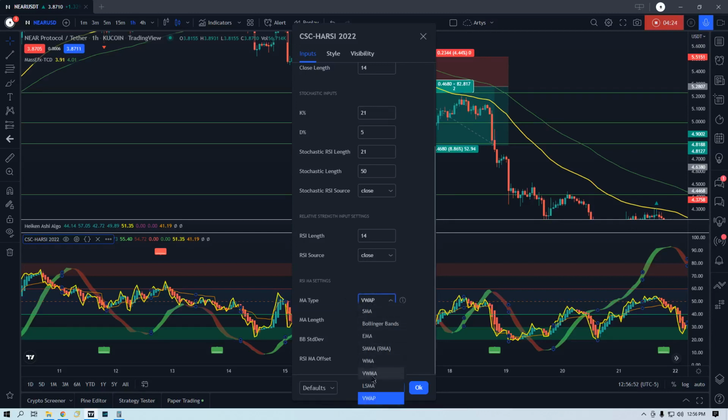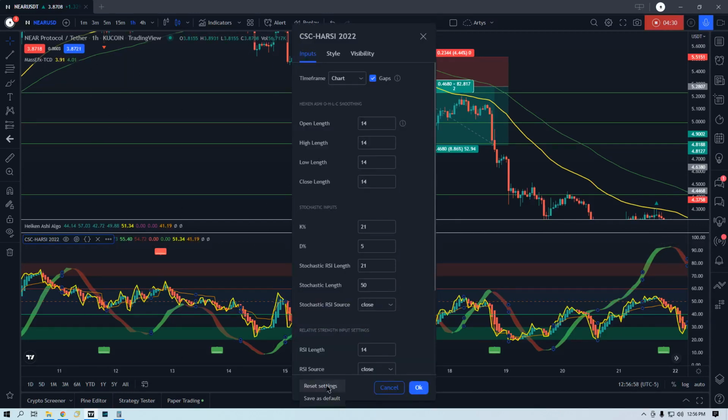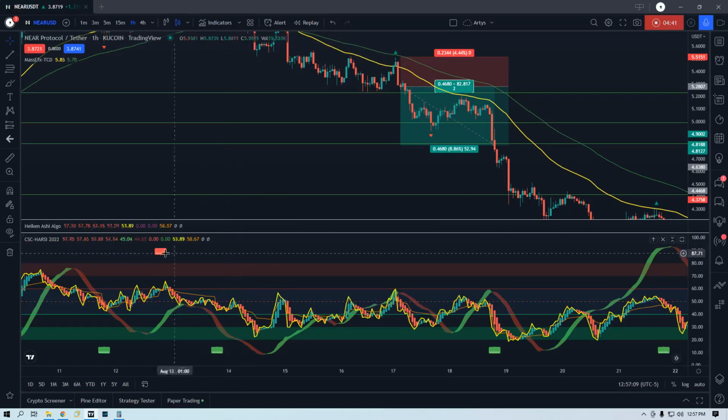Now, so basically with the default settings, you're pretty much ready to go. What I want you to do is go into the settings wheel under the inputs tab. I want you to just make sure that the moving average type at the bottom, moving average type, is set for VWAP. That's it. And hit save. Hit OK.